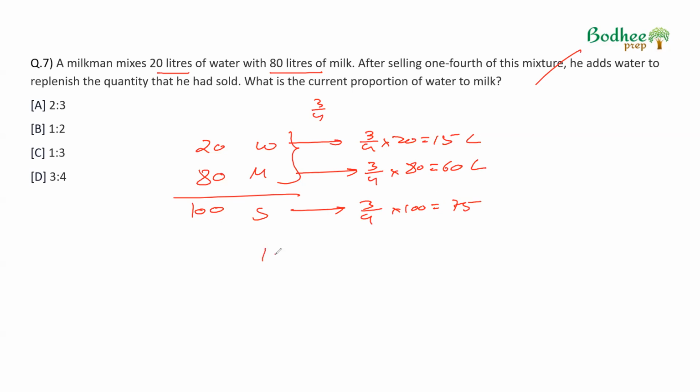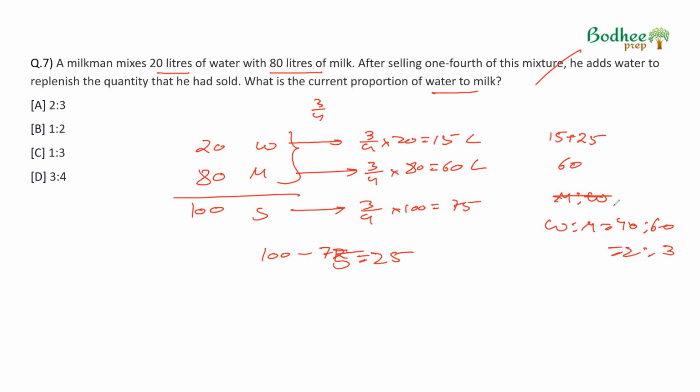Now from 100 to 75, 25 liters has been removed. This amount of water is added. So now water will become 15 plus 25. Milk will remain as it is, 60. What is the current proportion of water to milk? Water to milk now will be 15 plus 25, 40. Milk is 60, which is nothing but 2 is to 3.